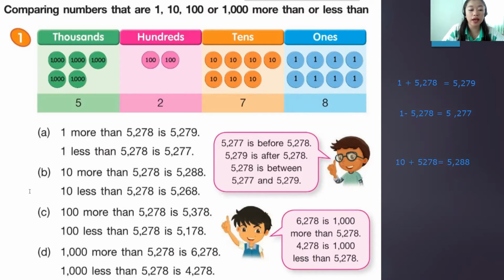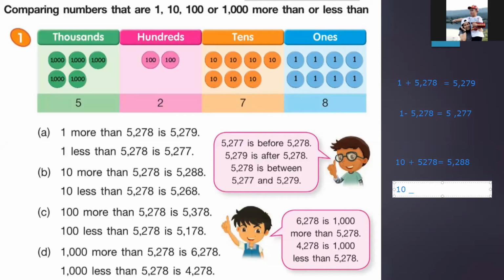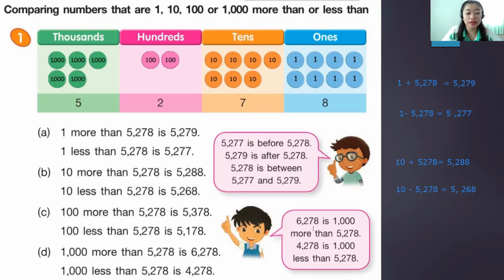And the next one is we have 10 less than 5,278 is equal to 5,268. Okay, so when we say less than again, you're going to subtract. Okay, minus. So 10 minus 5,278 is equal to 5,268. Okay, so let's proceed to letter C.